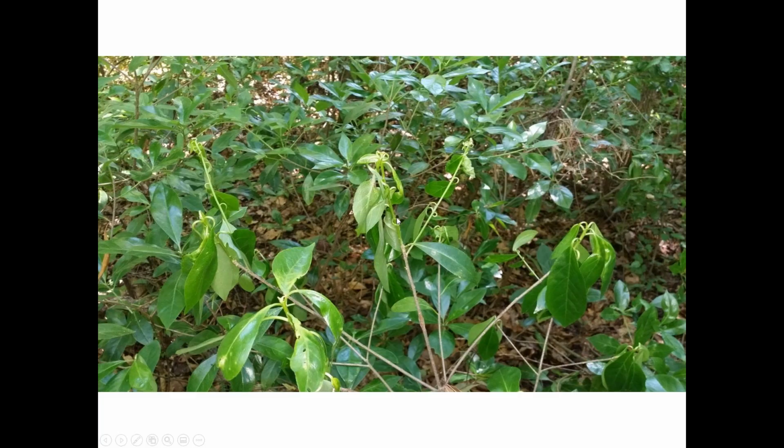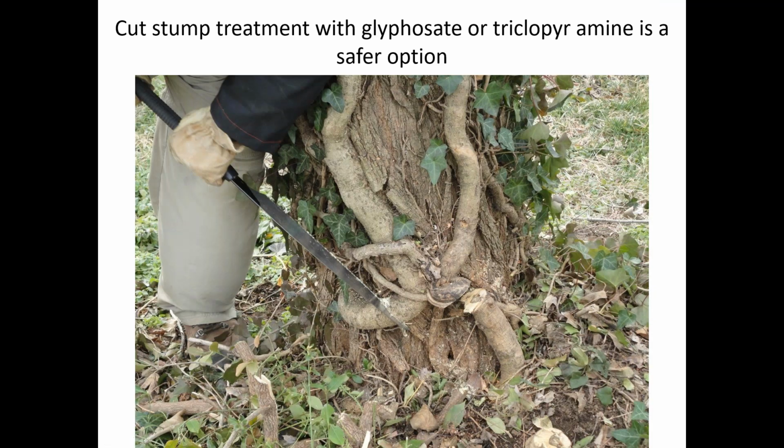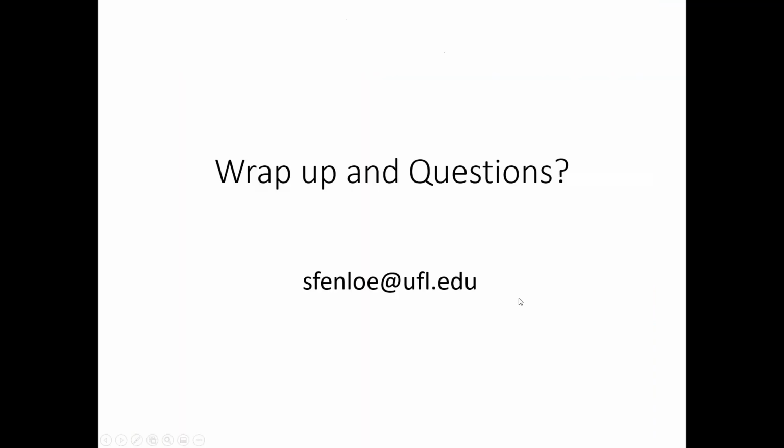Okay. Now, what about this situation where we're controlling vines on desirable trees? This is a tough one. Can you do basal bark on this? Technically you can, but I don't recommend it in a situation like this, because you're going to be putting way too much herbicide there, and there's a good chance this tree is going to end up picking up quite a bit of that herbicide. So it's tricky. Be very careful. It's where I tend to move to a cut stump type treatment to avoid heavy triclopyr applications right around the base of desirable trees.